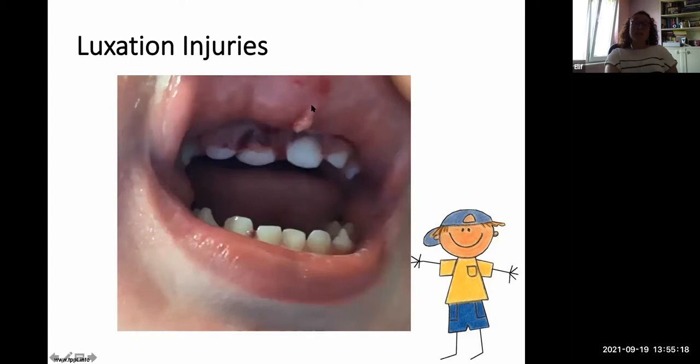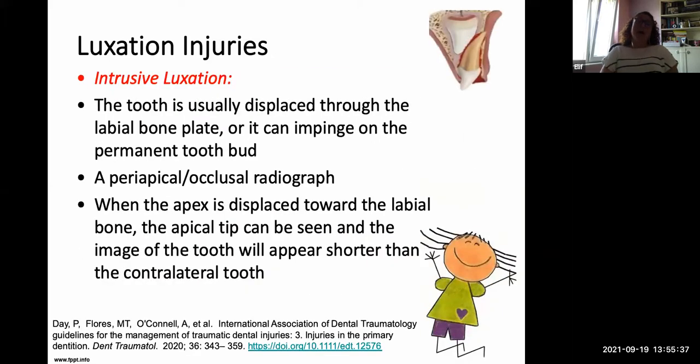Here we can see lateral luxation. The teeth are displaced in palatal direction, 51 and 52. Since it's not interfering with occlusion, the teeth are left in place, and the patient was followed up. In intrusive luxation, the tooth is usually displaced through the labial bone plate, or it can impinge on the permanent tooth bud.